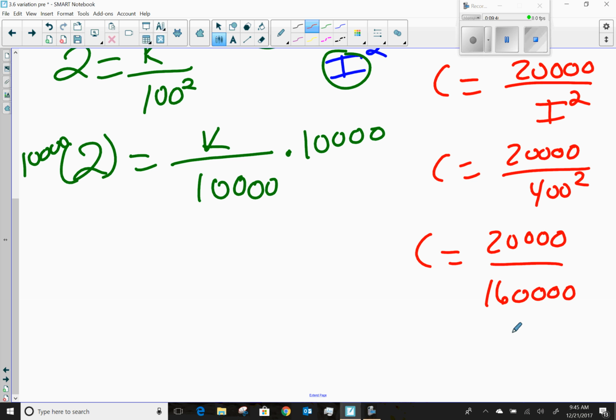So that's 160,000, right? So we can cancel out some zeros here. There's 4, we can cancel out those 4. So we get 2 over 16, which is 1/8, and 1/8 is 0.125. So it's going to cost about 12.5 cents to produce these. Okay.